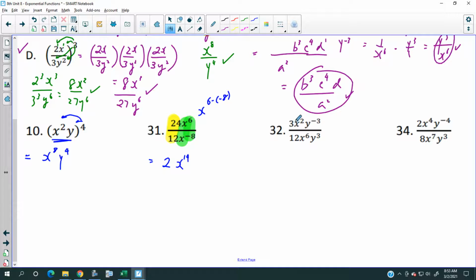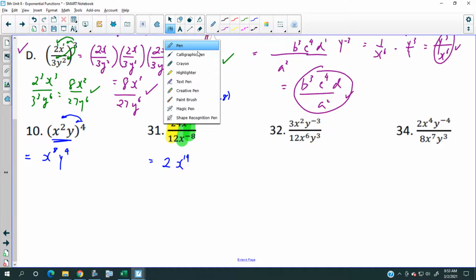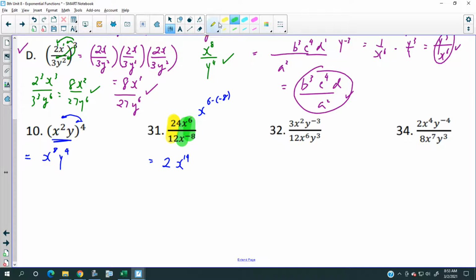Now this one, we've got to look at it from three different vantage points. Here we've got the coefficients, the x values, and then also the y values. That's why I used three different highlighter colors for that. Now, 3 over 12 is 1/4. This is not 12 over 3 and then just writing a 4 there. No, no, no, this is 1/4, so I'm going to keep my 1/4 here and then see how it goes.